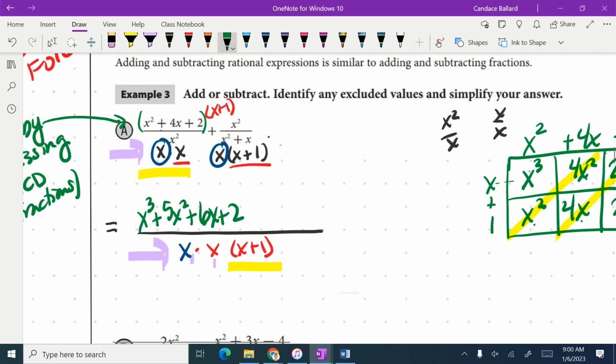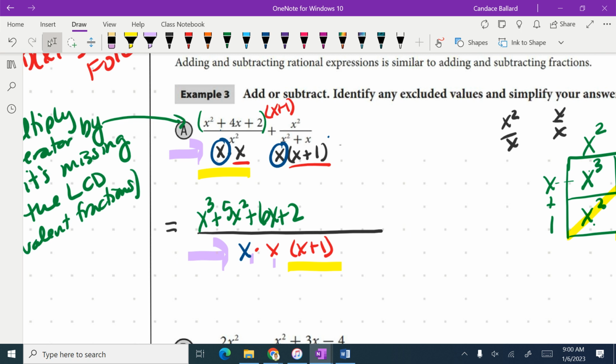Okay. So what we just did was we turned this fraction right here into a new fraction that's equivalent, where we multiplied by this x plus 1 on technically the top and the bottom, right? Because that's what created our least common denominator, okay? I'm going to put a plus sign in between because that's what the operation is right there, okay?